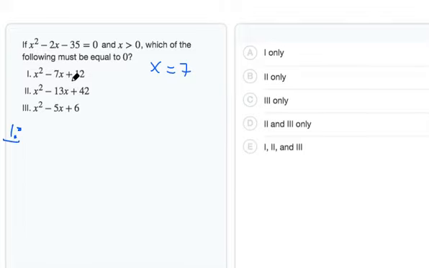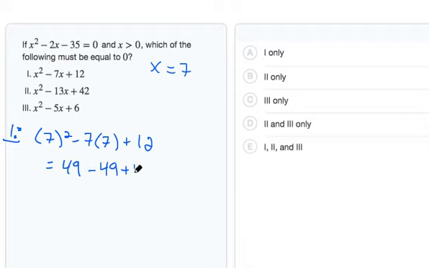We're interested in plugging in 7 into this, and we're seeing if it comes out to 0. So 7 squared minus 7 times 7 plus 12. And we can simplify this. We would get 49 minus 49 plus 12. So the 49s here would end up canceling, and we would get 12 as an answer. So this actually is not equal to 0, obviously.